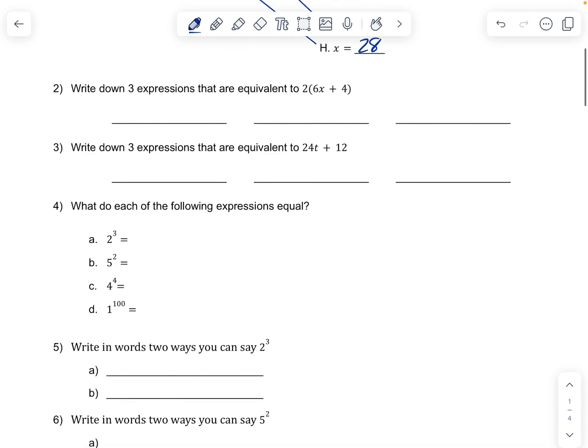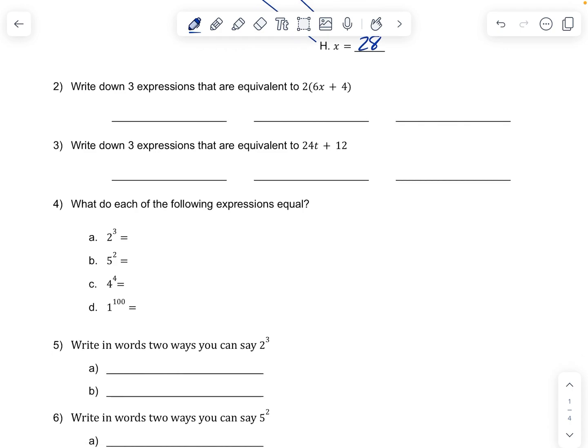Question number 2. Write down 3 expressions that are equivalent to 2 times 6x plus 4. Well, for the first one, I'm just going to use the distributive property. And so if I have 2 groups of 6x, that gives me 12x's. And if I have 2 groups of 4, that is going to give me 8. So using the distributive property, 1 is 12x plus 8.